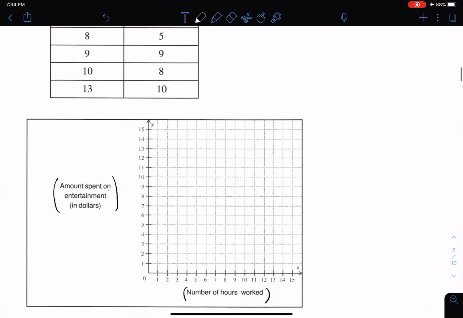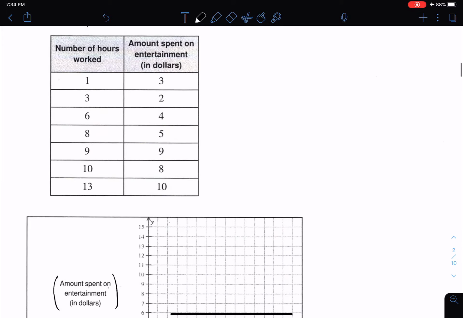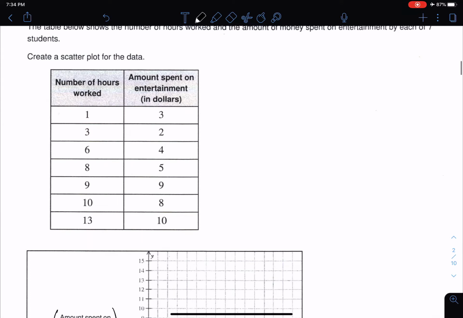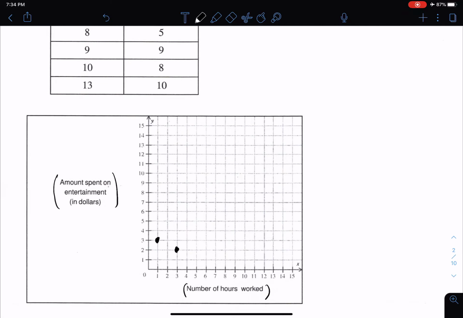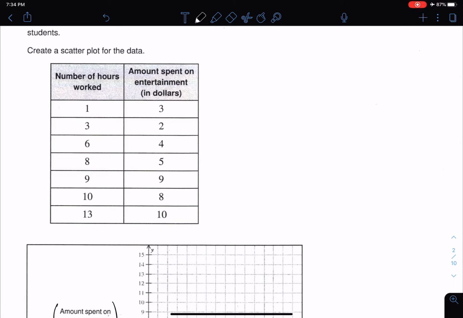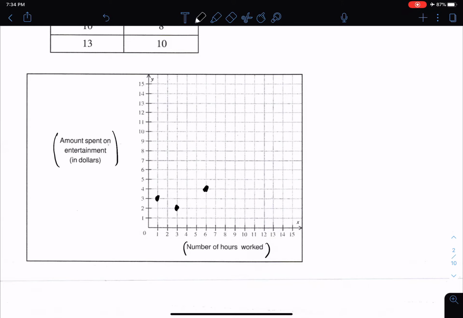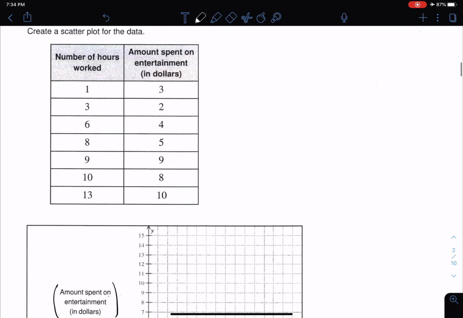So let's see, 1, 3, no problem. 1, 3 is right there. Next one is 3, 2. So far, I really can't see much of a correlation. 6, 4. Looks like it's about right there. And then we move to 8, 5. Starting to look like a positive correlation, possibly.